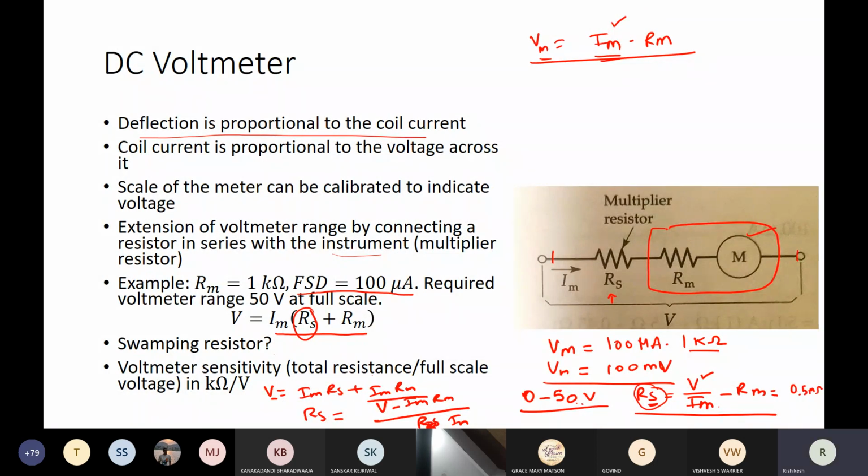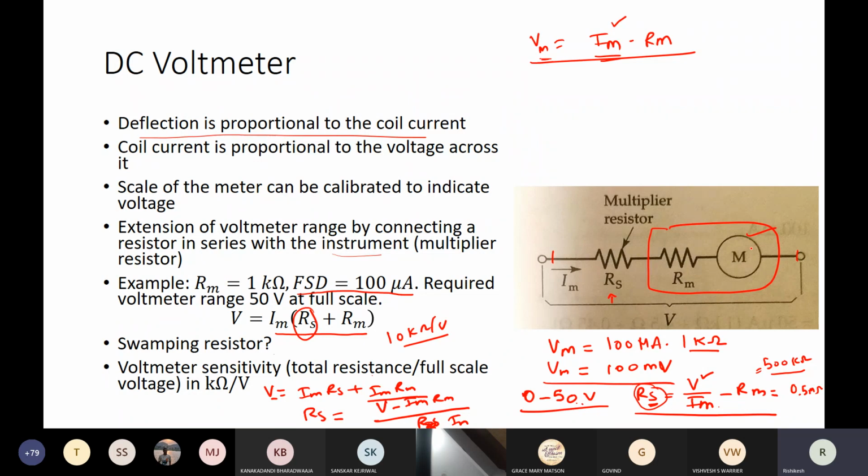Mega ohm. Okay, so let us say it is 500 kilo ohms. Now, this much resistance is offered by the voltmeter for the range 0 to 50 volts. So the voltmeter sensitivity, total resistance per volt, you want to calculate. So divide this 500 kilo ohm by 50, that will be 10 kilo ohm per volt is the voltage sensitivity associated with the voltmeter, which is usually specified by the manufacturer.